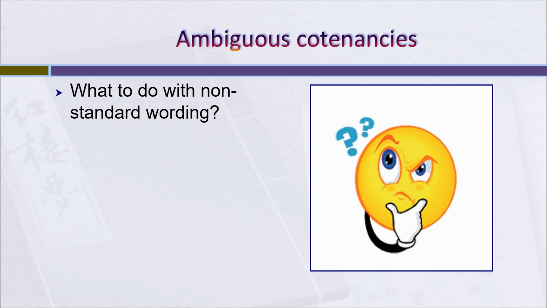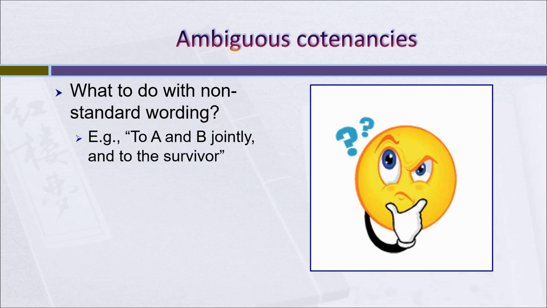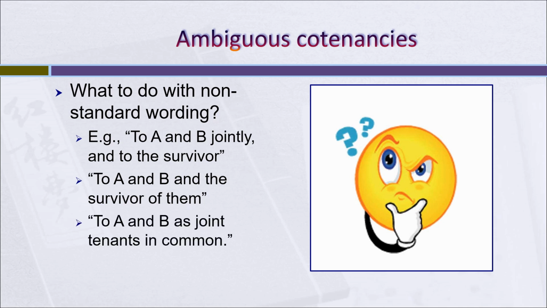The non-standard wording might read something like this: to A and B jointly and to the survivor. You'll notice that's not the same as saying to A and B as joint tenants with right of survivorship. Another example, to A and B and the survivor of them. Another example, to A and B, this is one of my favorites, as joint tenants in common. Well, there's no such thing as joint tenants in common. None of these forms are standard forms of conveyance, and so it's hard to know what to do with them.